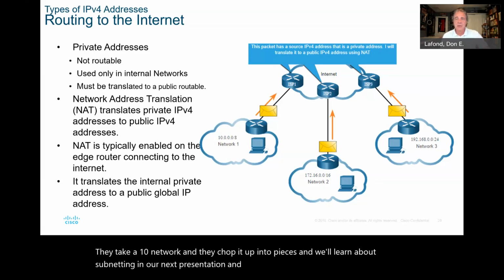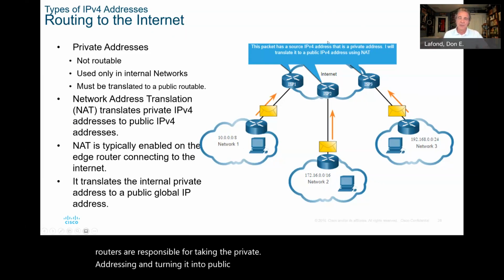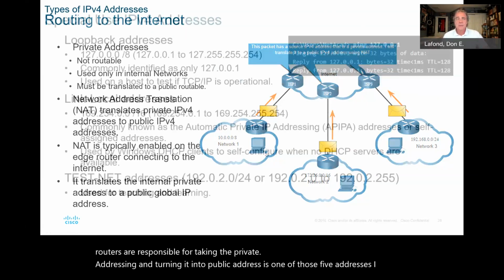The edge routers are responsible for taking the private addressing and turning it into public addresses, one of those 5 addresses I was telling you earlier.